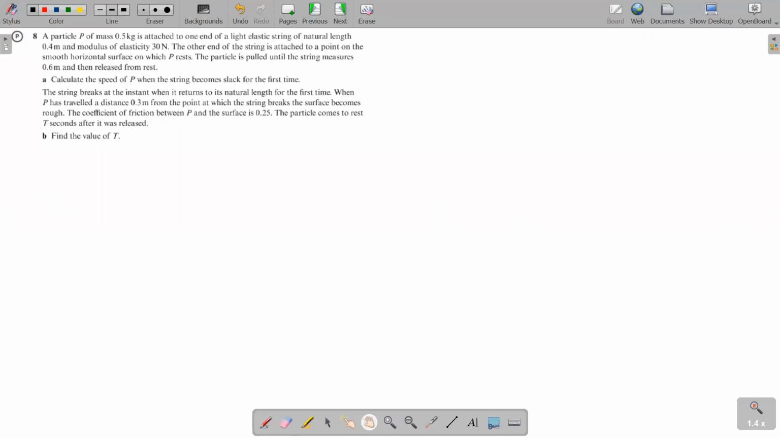Okay, so we'll move to the next question. Question number 8. A particle P of mass 0.5 kilogram is attached to one end of a light elastic string of natural length 0.4 meter and modulus of elasticity 30 newtons. Natural length is 0.4 meter and lambda is 30 newtons. The other end of the string is attached to a point on the smooth horizontal surface on which P rests. The particle is pulled until the string measures 0.6 meters and released from rest.